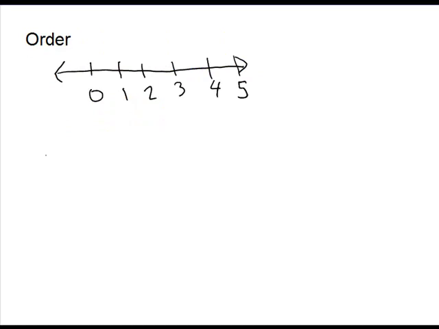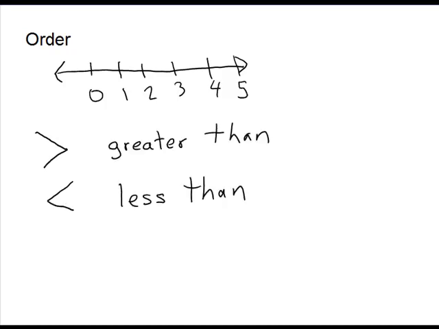Next we'll deal with order. And when we look at a number line, as you go toward the right, it gets bigger. As you go toward the left, it gets smaller. We will have some symbols, the greater than symbol and the less than symbol. You read these symbols left to right, so we might say 8 is greater than 1. We could say 1 is less than 5.